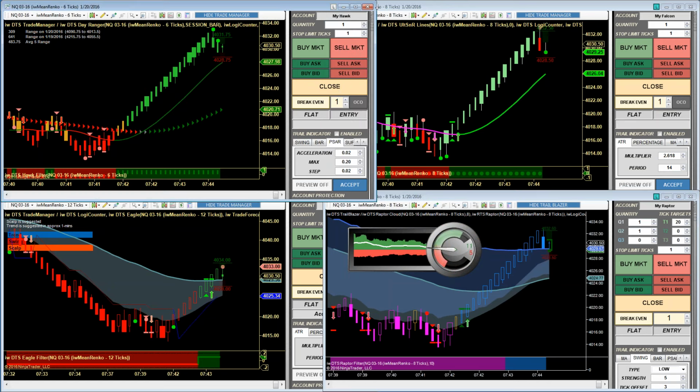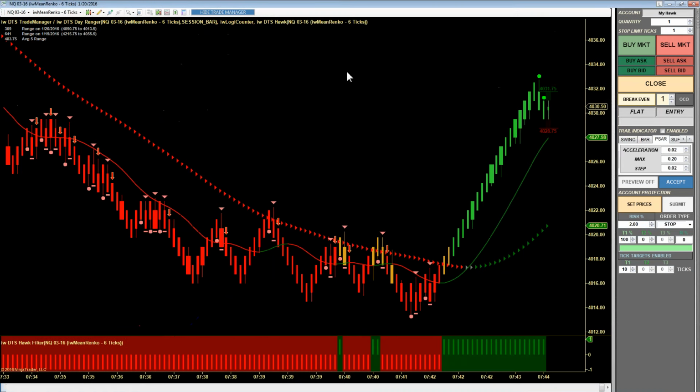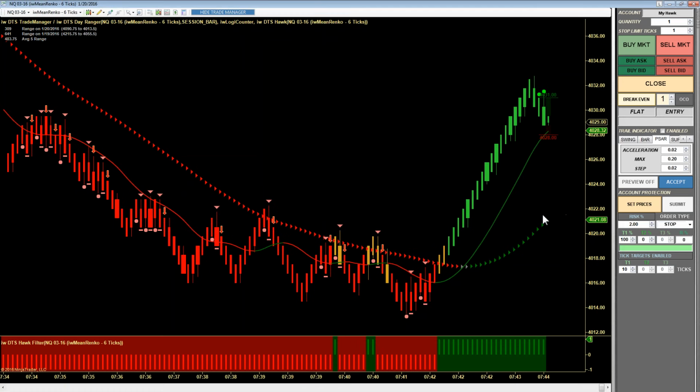Right, so a little bit of conflict in the signals. We're getting a first micro-macro cross signal now on the Hawk. A little bit late. Normally we anticipate that to print a little bit closer down here. It is still a first micro-macro cross.